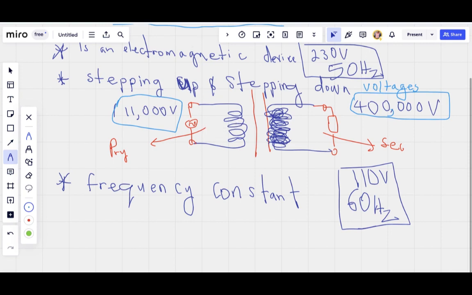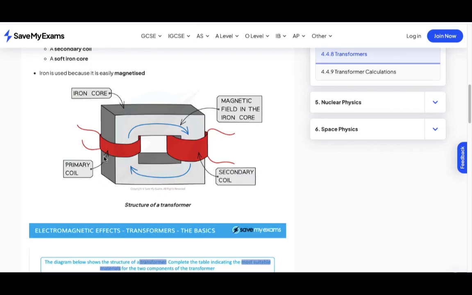Now we say the primary side has fewer coils because this is a step-up transformer, and the secondary side has more coils because we want the voltage produced to be larger than the voltage being inputted. We want the input voltage to be smaller than the output voltage, so you make more turns of coils here.